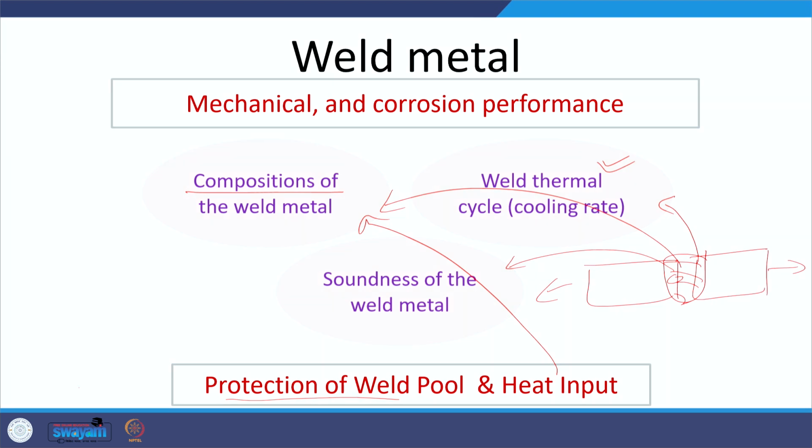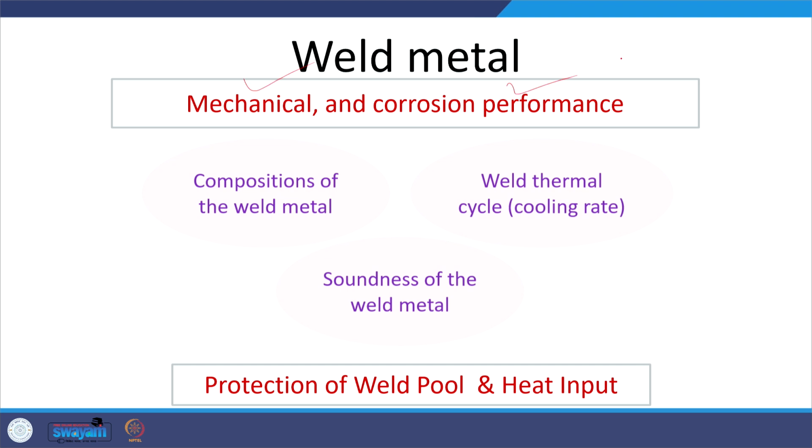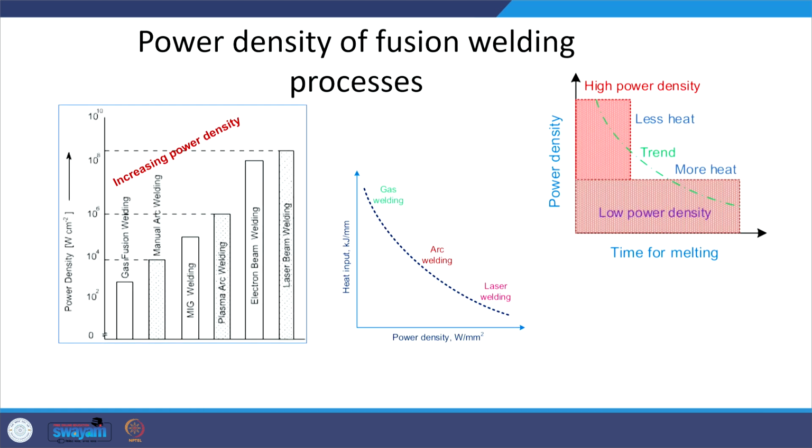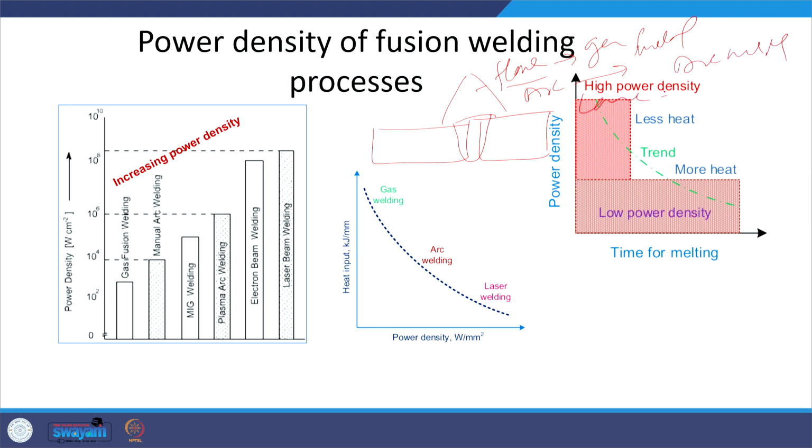So, the major thing here is that the mechanical and corrosion performance of the weld metal is significantly dictated by the kind of protection being provided to the weld pool and the kind of heat input being given. Okay. So, how much heat is being given is a very important aspect here. Say these are the two components to be welded, and we need to supply the heat using a suitable heat source. Now, the heat source can be in the form of a flame in the case of gas welding, it can be in the form of an arc in the case of all arc welding processes, or it can be in the form of a laser beam for laser welding, or an electron beam in the case of electron beam welding. Okay. So, these are the different kinds of sources of heat.